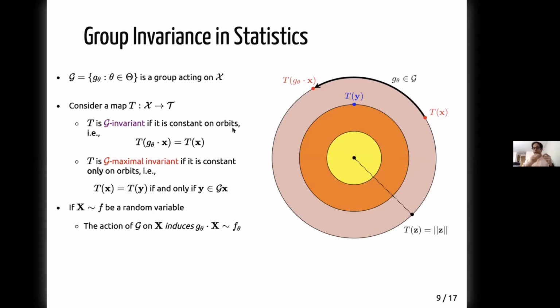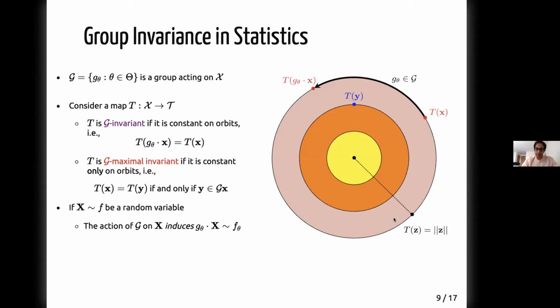So it distinguishes between orbits based on the values it takes. A simple example is illustrated here. If we are given the special orthogonal group acting on the Euclidean plane, then the maximal invariant function would naturally be the L2 norm associated with every point in the plane. And I'll also mention that maximal invariant functions are unique up to injective transformations.